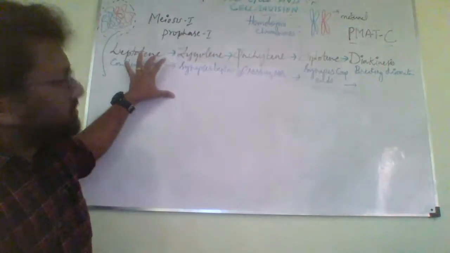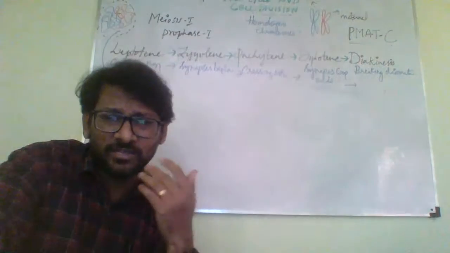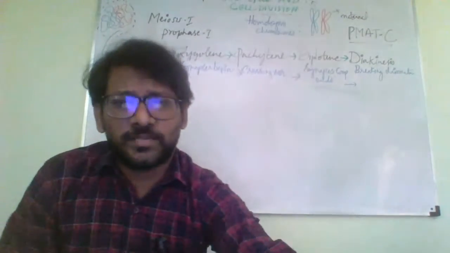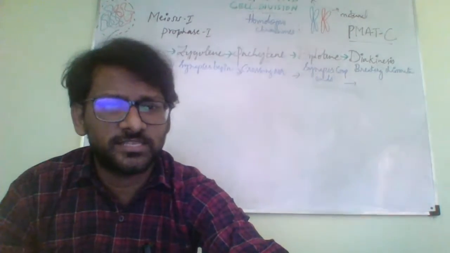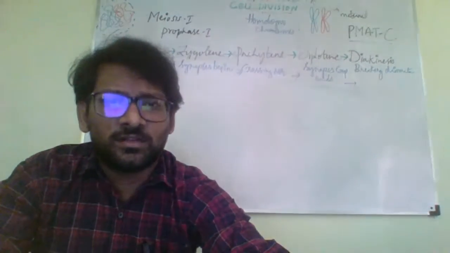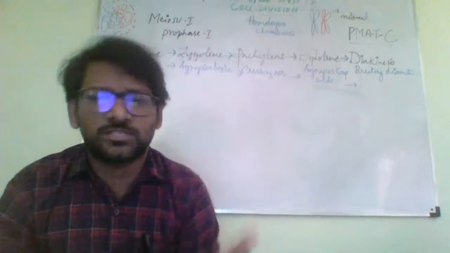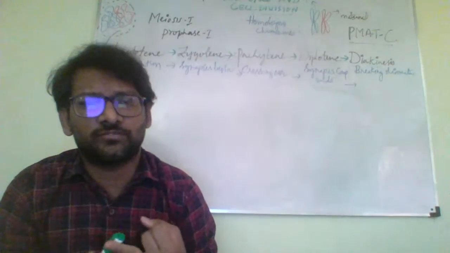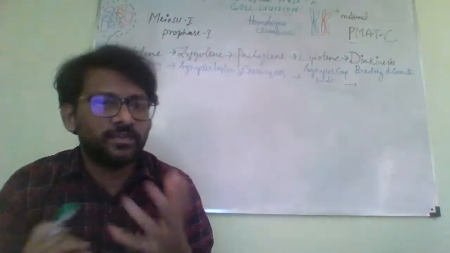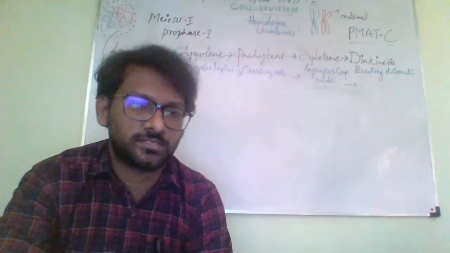So here in meiosis 1, we have prophase 1, right? Just like PMAT in mitosis, in meiosis we have different phases. If you see in NCERT also, they clearly mention the different phases that you see in meiosis 1. So in meiosis 1, you will find prophase 1, metaphase 1, anaphase 1, telophase 1. And then meiosis 2, again the same thing, PMAT, followed by cytokinesis, right?